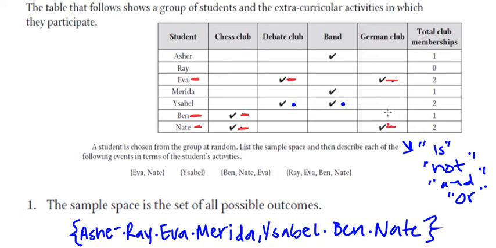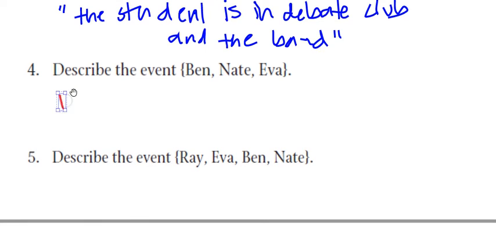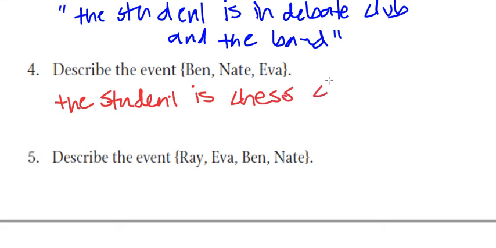So now I'm thinking that I need to be able to include chess club and German club, but it can't be both. So now that's where that word "or" comes in. Here it's going to be the student is in chess club or German club, because if you think who's in chess club, only those two, who's in German club, only those two. So the statement, the student is in chess club or German club, is the one that isolates those three.